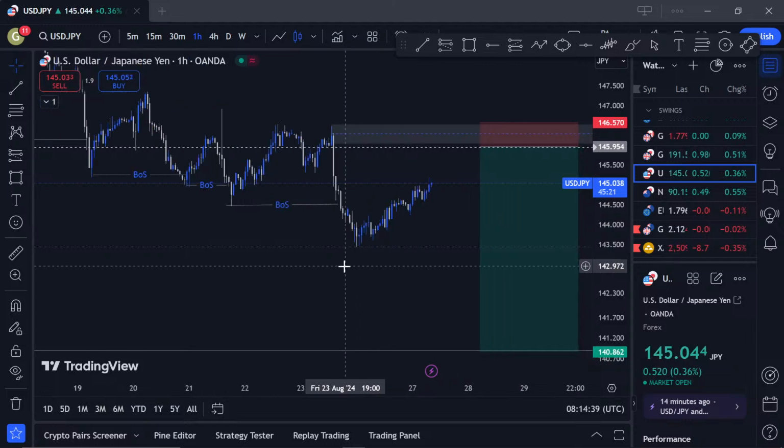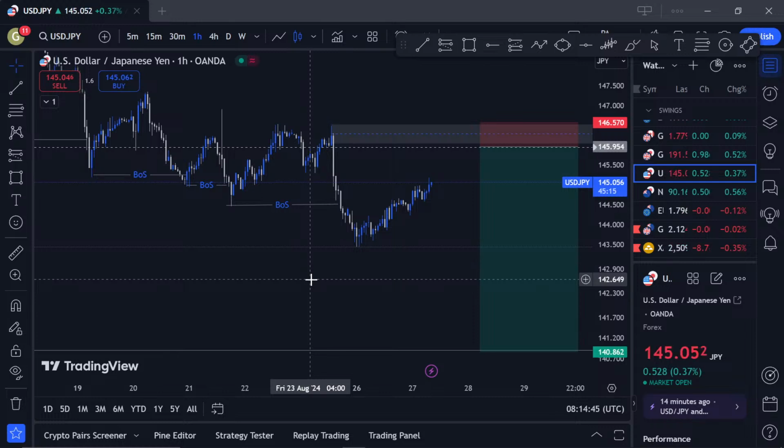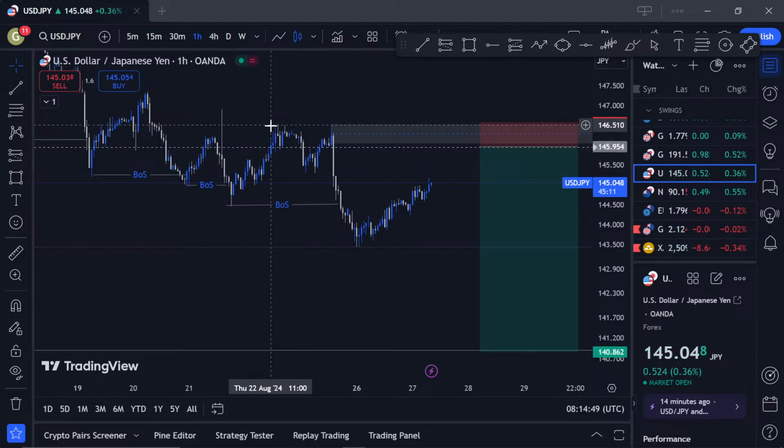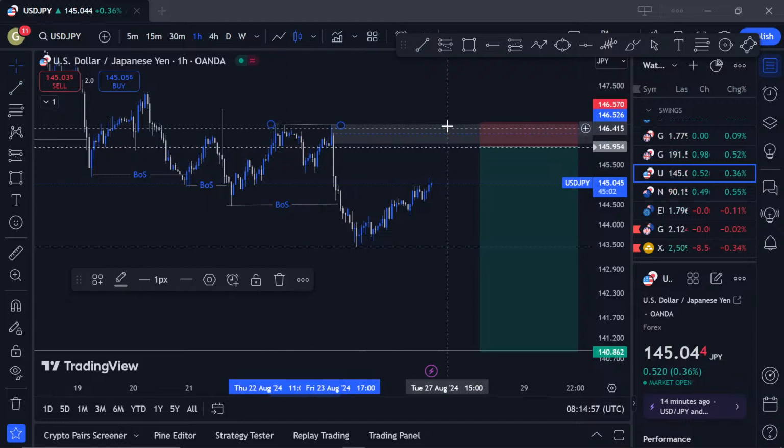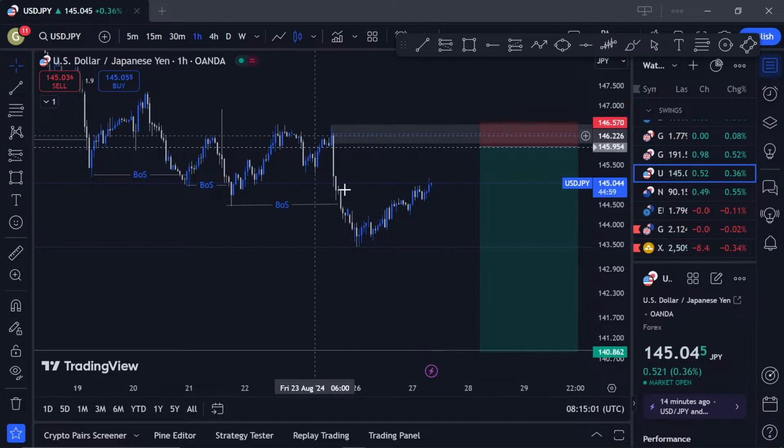So with all these breaks of structure confirmed on the hourly time frame, it's clear that the market is in a downtrend, so we can patiently wait for a sell opportunity. And you can see that there was a double top created at this level here. You can see it here, equal highs. You can see we have equal highs here as well. So we can wait for the market to come back here, give us that bearish close, and then we'll take the sell on USD JPY.